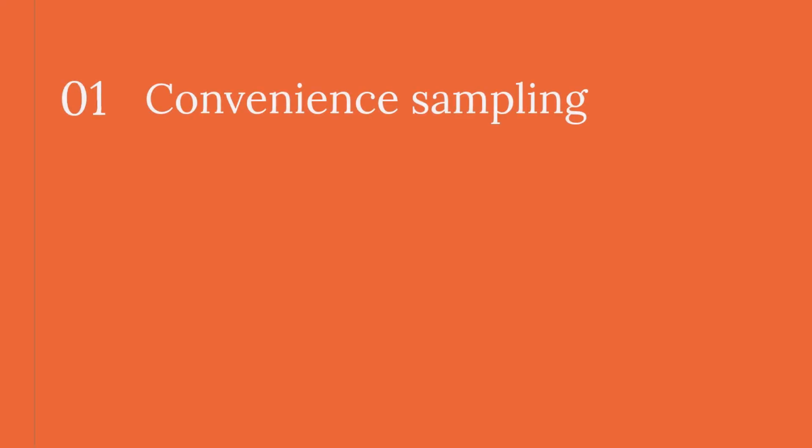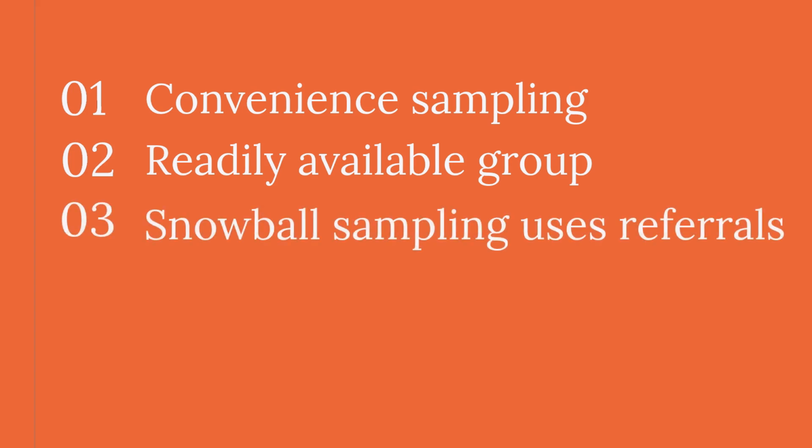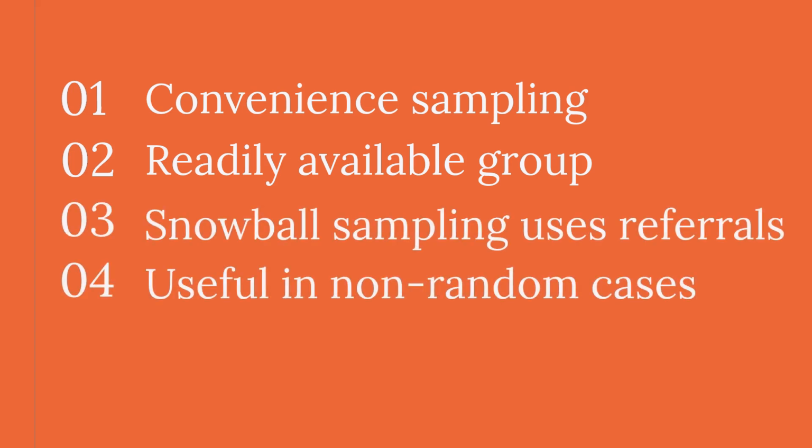Convenience sampling selects readily available participants. Snowball sampling relies on participant referrals. Both methods can be useful when random sampling is not feasible. They may not represent the larger population. Each approach has specific applications.